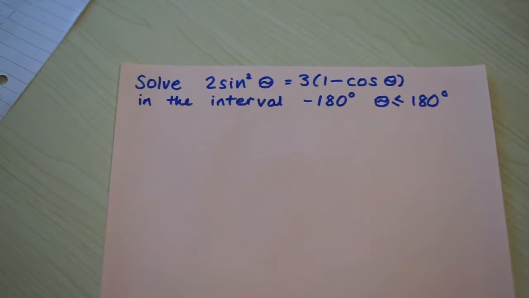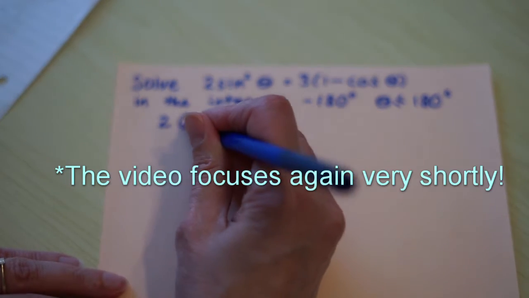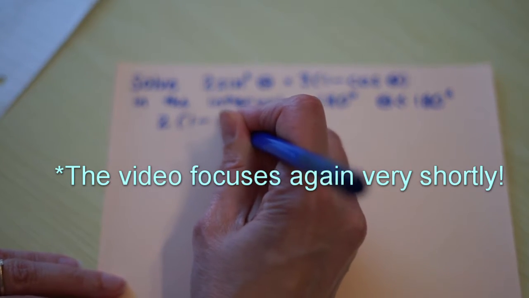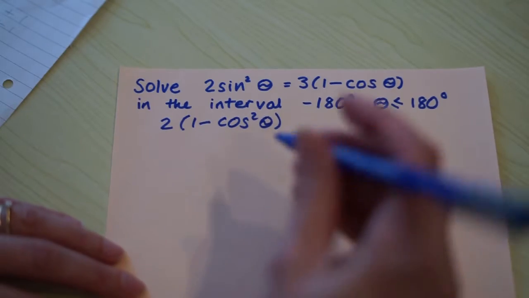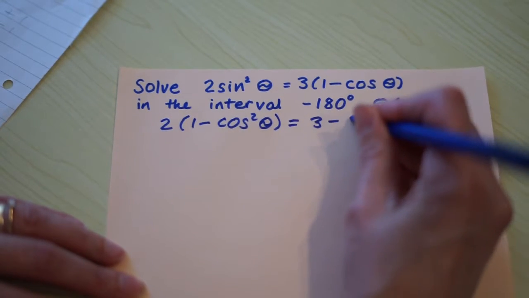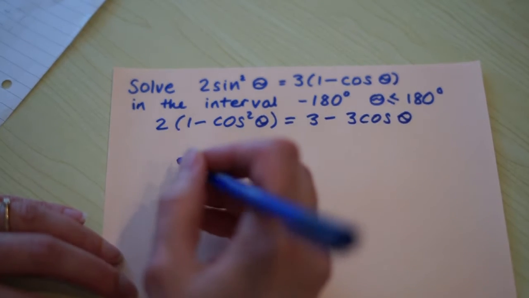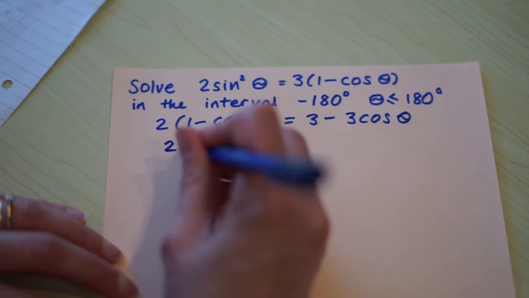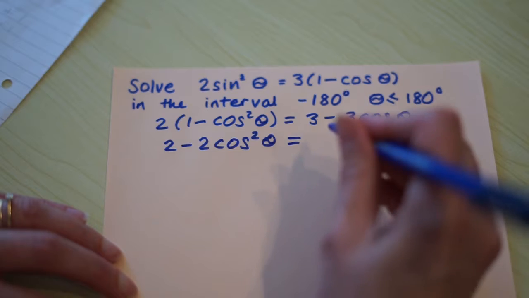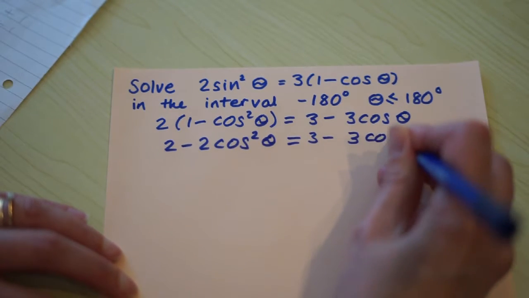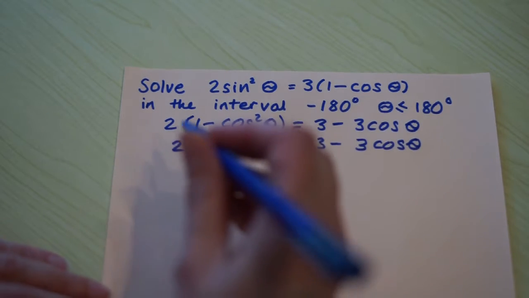Okay, so rearranging the identity, we have 1 minus cos squared theta. Okay, let's multiply out the other side while we're there. Okay, let's multiply this out. Let's get everything to one side.